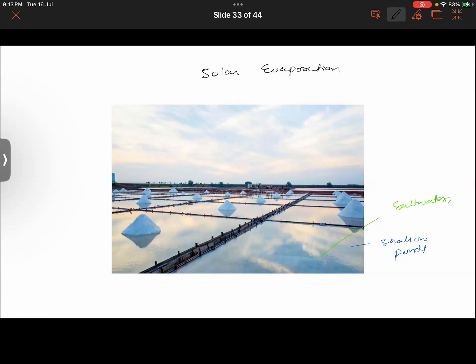Furthermore, these salts are right now not pure. So furthermore, they have to be made pure, and via the use of machines, they would be made pure. Okay.